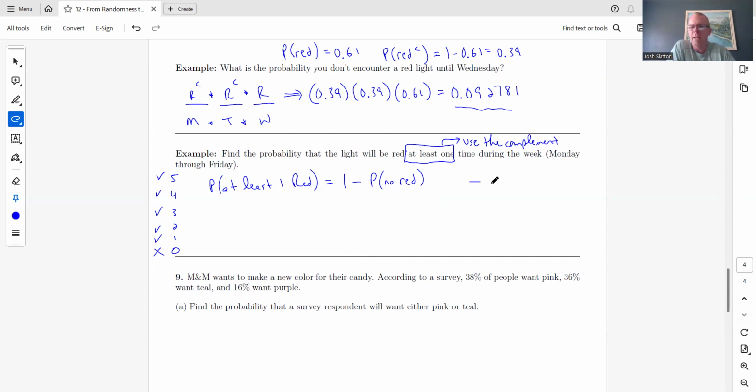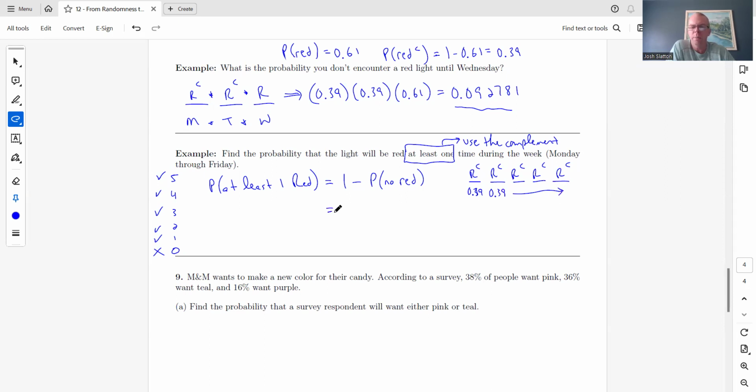So we have 5 days here. So Monday, Tuesday, Wednesday, Thursday, Friday. And we want no red. So we're finding this right here. So not red on Monday, not red on Tuesday, not red on Wednesday, not red on Thursday, and not red on Friday. What's the probability it is not red on Monday? Probability of red again is 0.61. Probability of not red is 0.39. What's the probability it is not red on Tuesday? 0.39, and I won't write the whole thing, but all the way across 0.39.